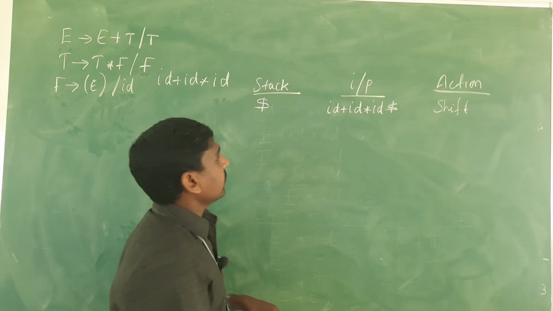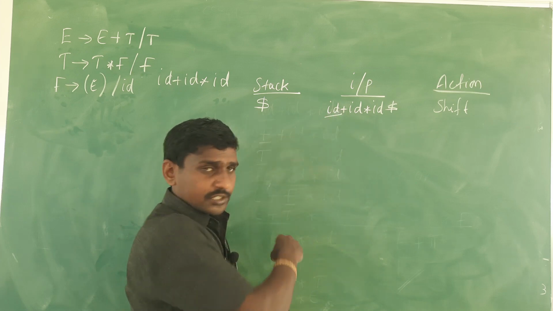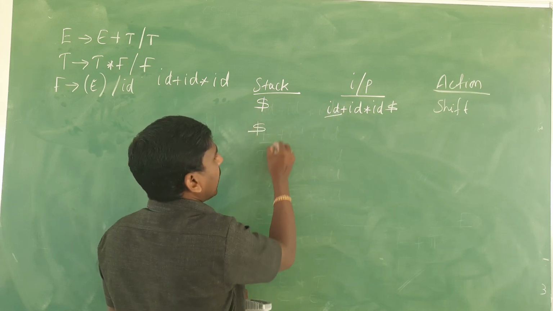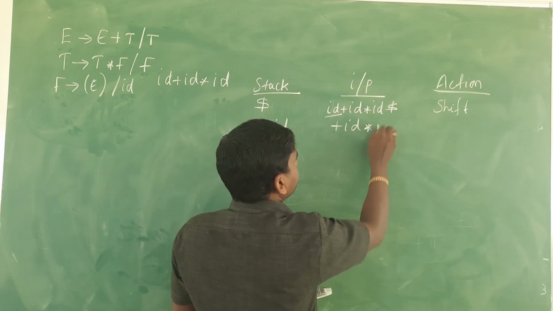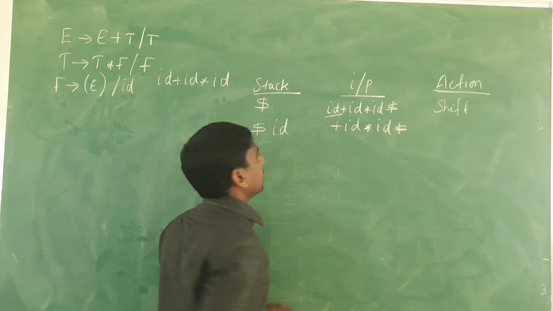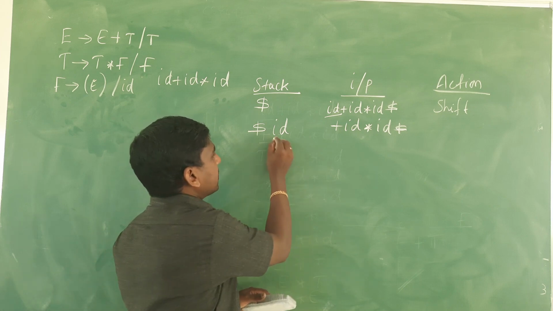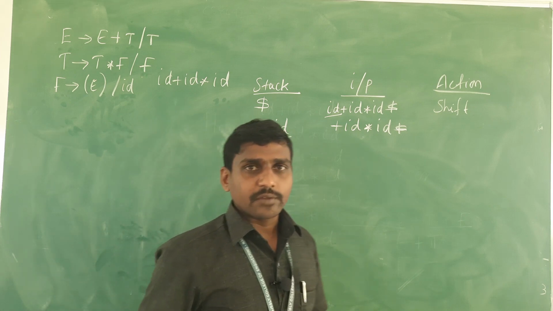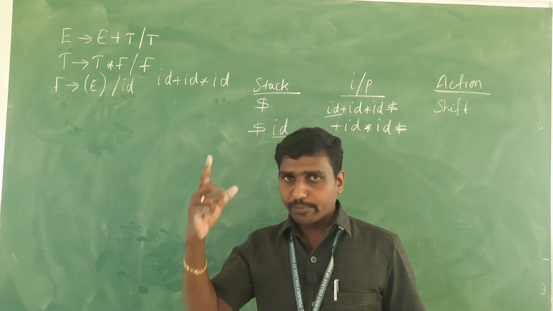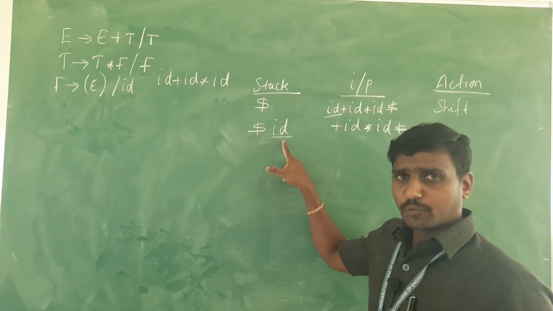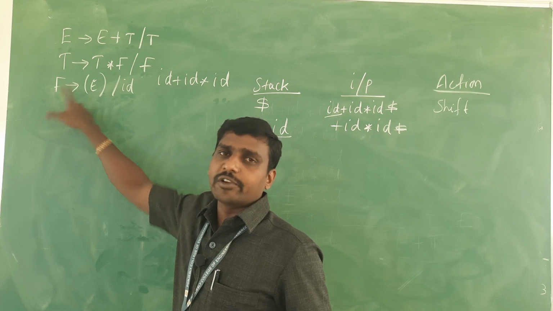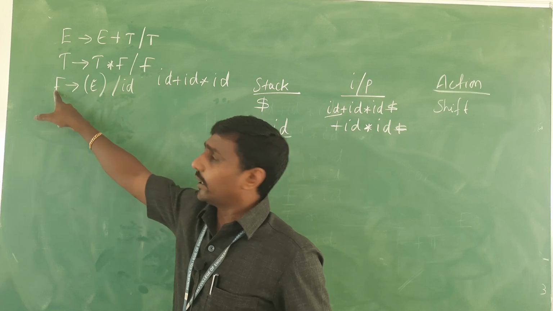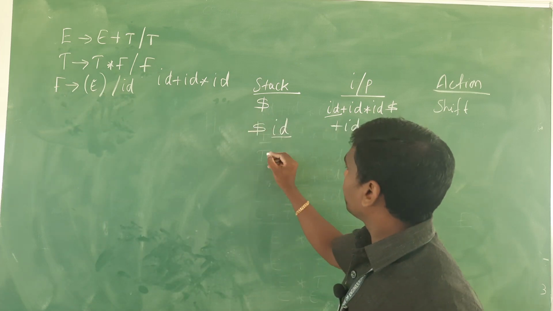That means shift the first input symbol id into the stack. So the stack is $ id, and the input is plus id star id $. Now you have to check whether id has a handle. What is a handle? It matches a production: f tends to id is there, so id has a handle. I can replace id with f.